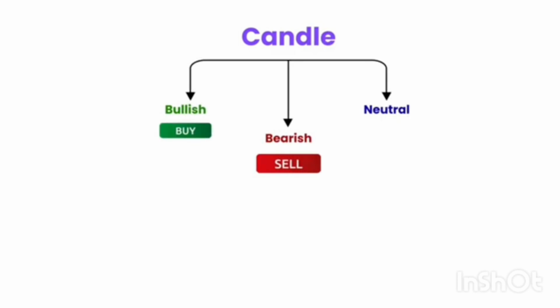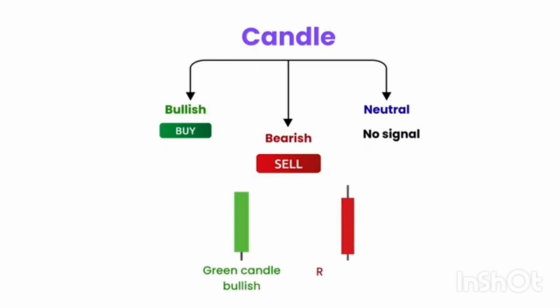Many traders assume that every green candle is bullish and every red candle is bearish. However, that's not always true. Sometimes a green candle is followed by a sharp decline, and sometimes a red candle is followed by a strong rally. That's why you should never judge a candle only by its color. Let's understand different types of candles. Number 1. Strong bullish and strong bearish candles.